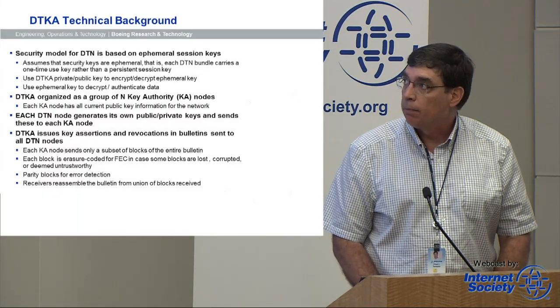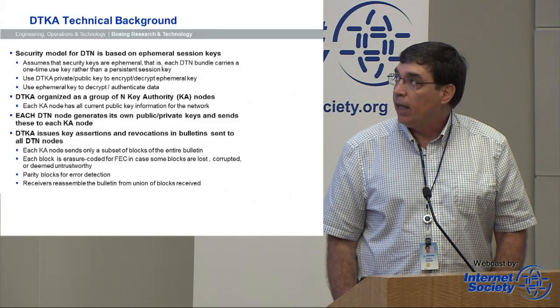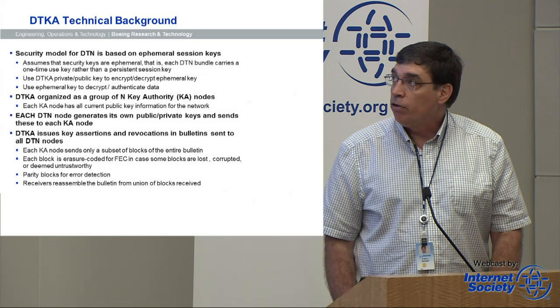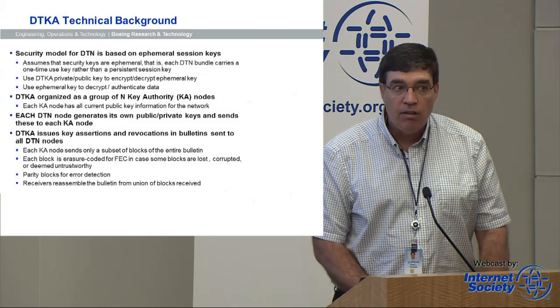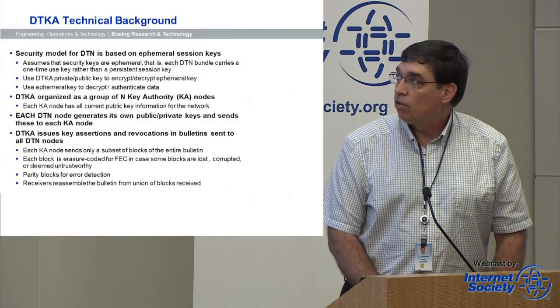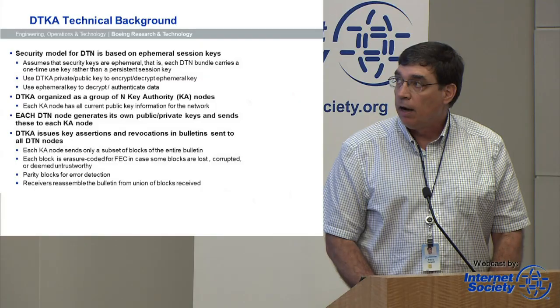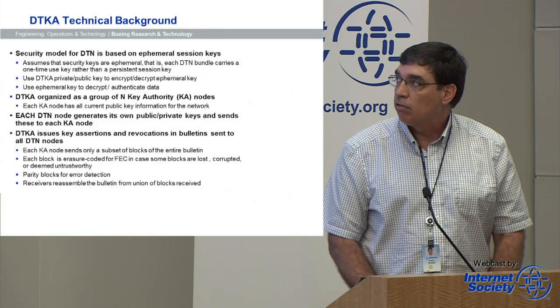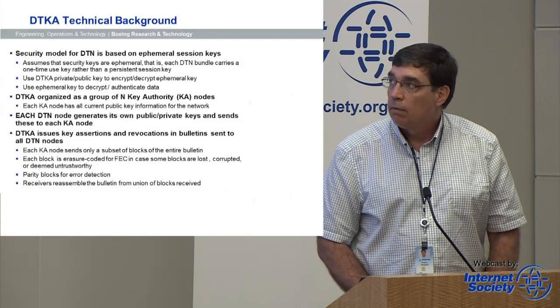the ephemeral key. The DTKA is organized as a group of N key authority nodes, where each node has all current public key information from the network. Each DTN node generates its own public-private keys and sends them to each key authority node. And DTKA issues key assertions or revocations in bulletins sent to all DTN nodes. Next chart.